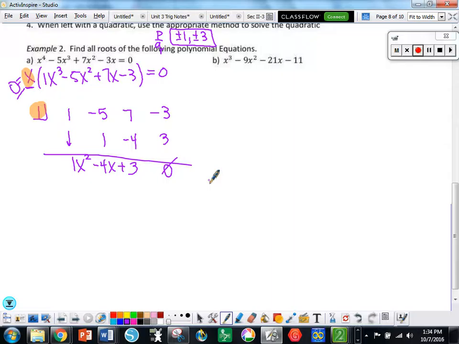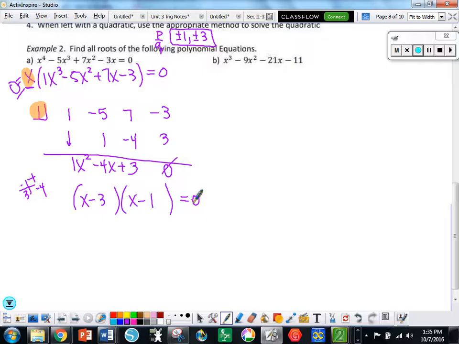If it doesn't factor, that means my answers are square roots or imaginaries. Okay? Or both. We'll get there. So it doesn't factor. It needs to multiply to a 3, add to negative 4, x minus 3, x minus 1.